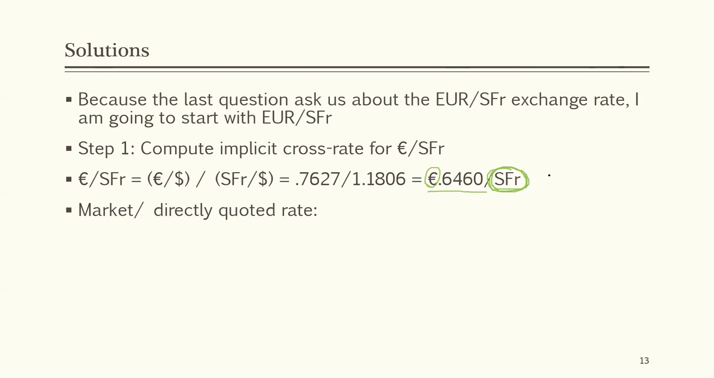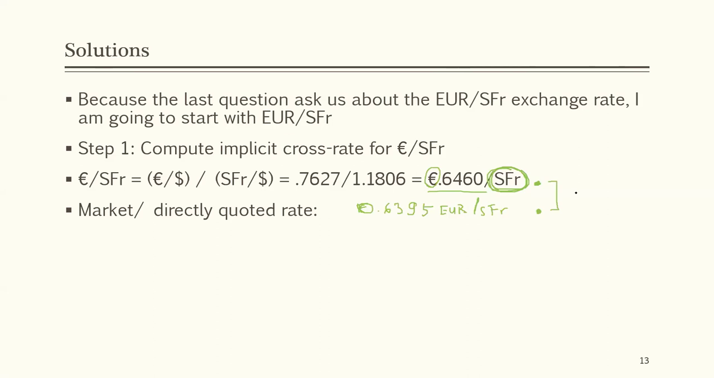So once I've got this cross rate from my first computation, I want to compare this rate with the direct quote from UBS, okay? From the question, UBS is quoting a price of 0.6395 euro per franc, okay? So do you see why I wanted to calculate the cross rate now? I want to compare the price of the franc from the first two banks and the price of the franc from the third bank, okay? I want to check if these prices are different. If they are different, then I have an arbitrage opportunity, okay?